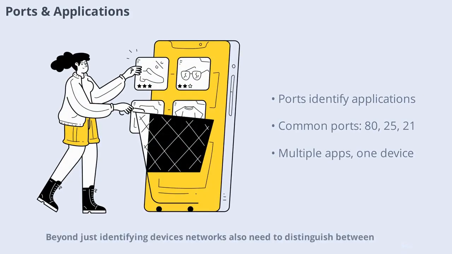Beyond just identifying devices, networks also need to distinguish between different applications running on the same machine. That's where ports come in. Each application gets a unique port number. Think of it as an apartment number in a building. For example, port 80 is reserved for web traffic, HTTP, while port 25 is for email, SMTP. There's a huge range of port numbers, allowing many applications to run simultaneously. This system ensures that data gets to the right program, not just the right computer.